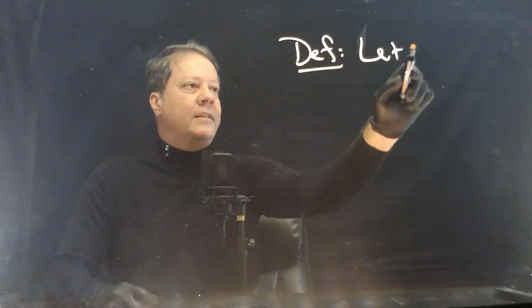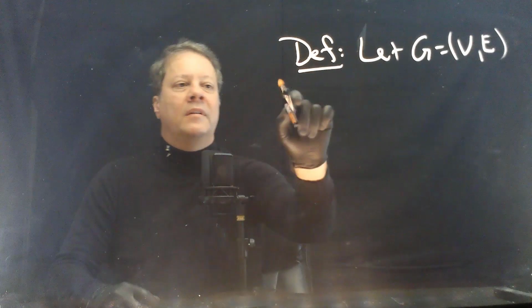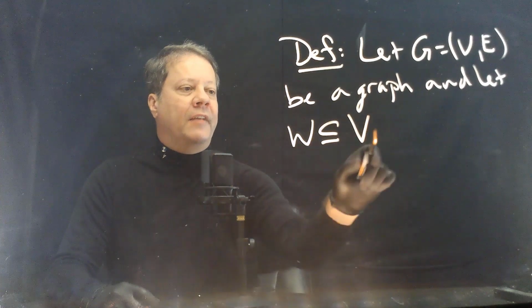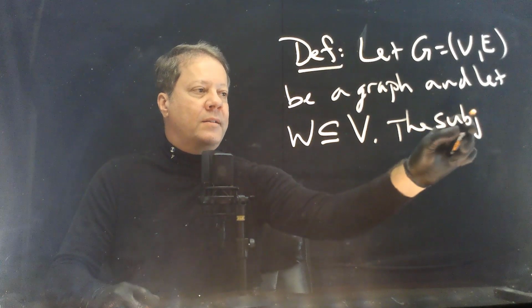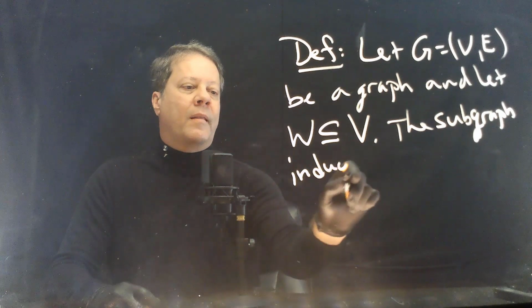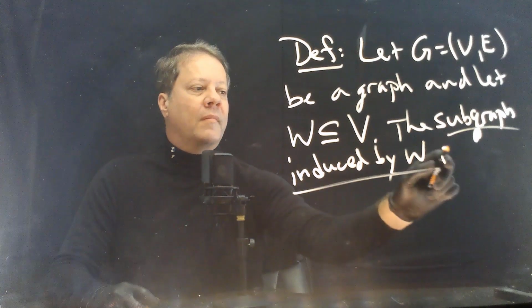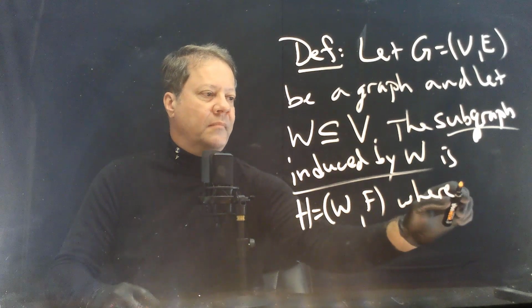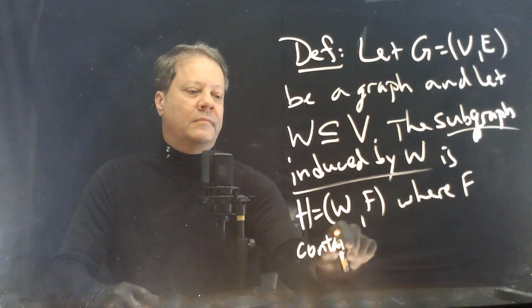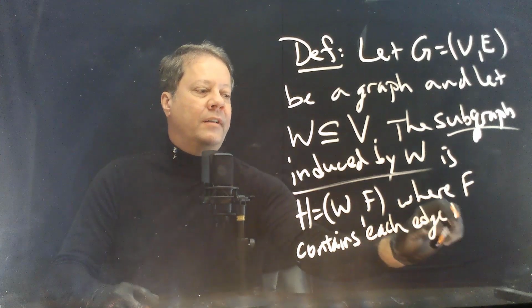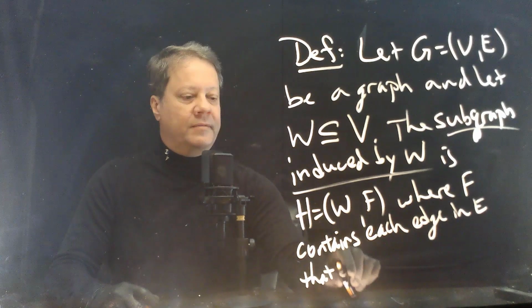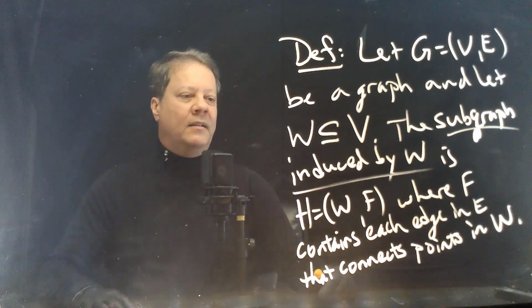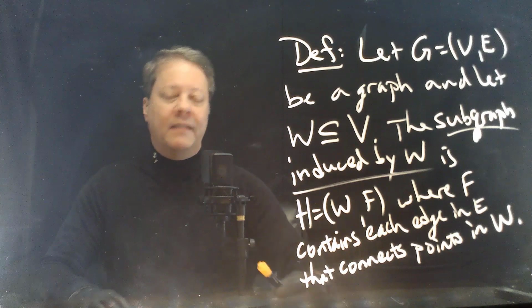In our second definition here, let G, which is V and E, be a graph, and let W be a subset of V. The subgraph induced by W is H, which has W and F, where F contains each edge in E that connects points in W. So both endpoints of edges in F have to be between points in W.